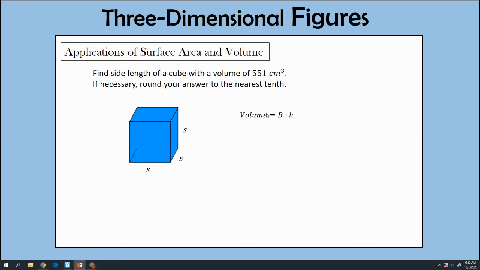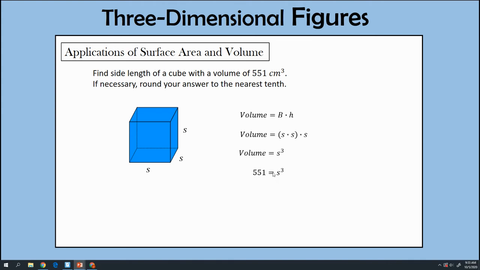Okay, so if you were to start working through this formula, area of the base is side times side, and the height that I multiply is also a side, an S. So S times S times S. So the volume for a cube is actually S cubed. Now that's going to help us here because they tell us the volume is 551, right? So I put 551 in place of volume. It equals S cubed. So we have to figure out what number times itself 3 times equals 551.